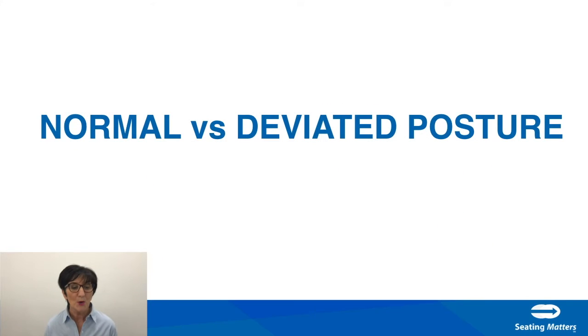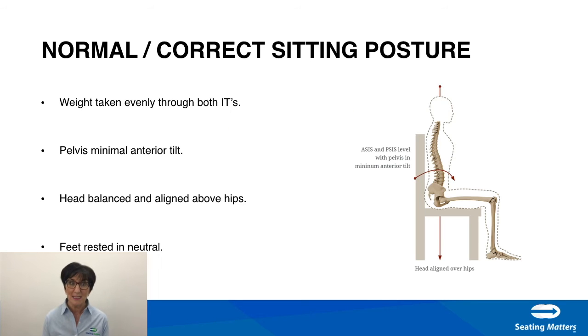So what is normal posture? Normal posture is when weight is taken evenly through both ITs, the pelvis is in a minimal anterior tilt, the head is balanced and aligned above the hips, and the feet are rested in neutral. So that is the normal or correct posture.